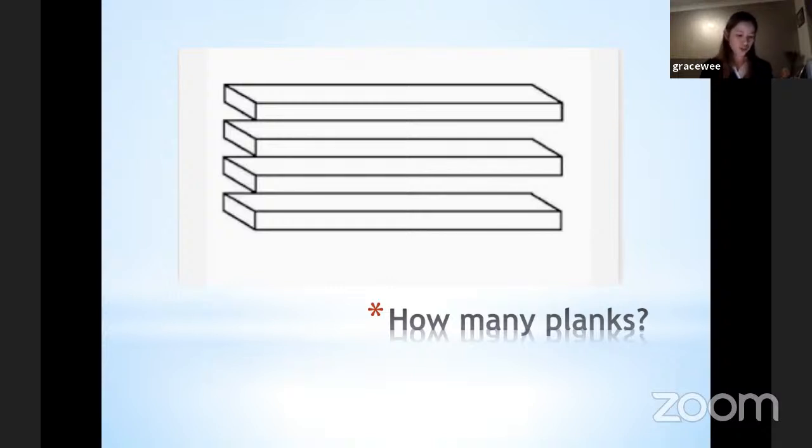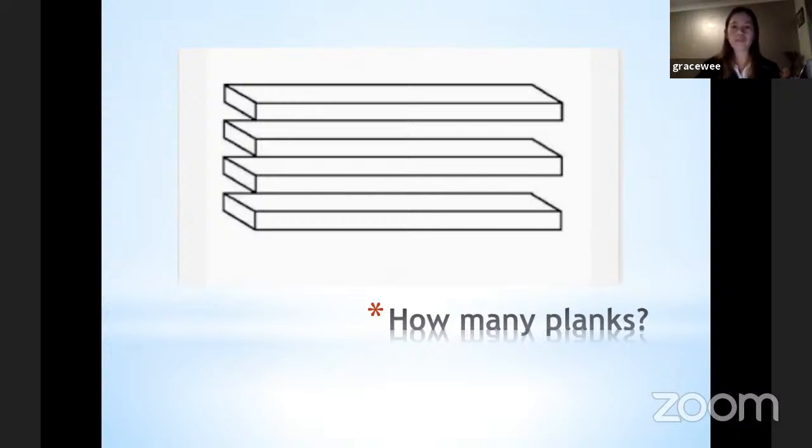But I wanted to demonstrate to you this optical illusion. From the left we can see four planks, and from the right side, we can actually see three planks. So this is to demonstrate that you can get different answers, different perspectives, different ways of looking at the same thing. There are different ways of perceiving the same thing from various people.